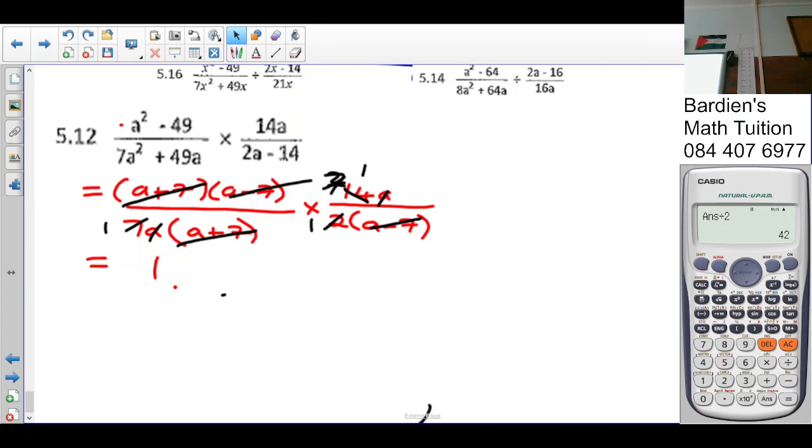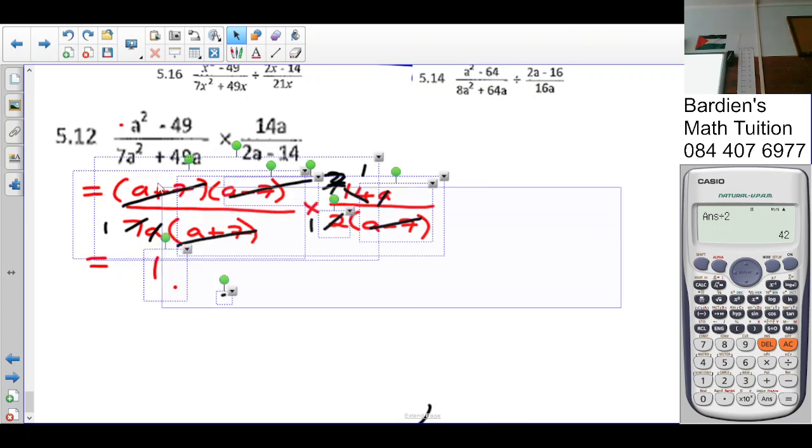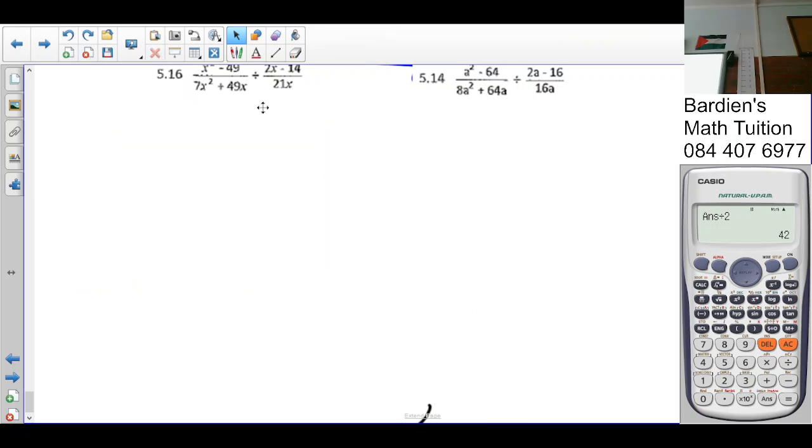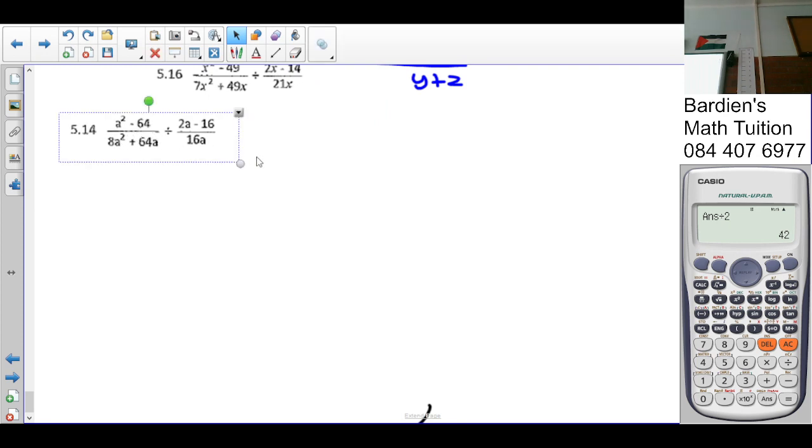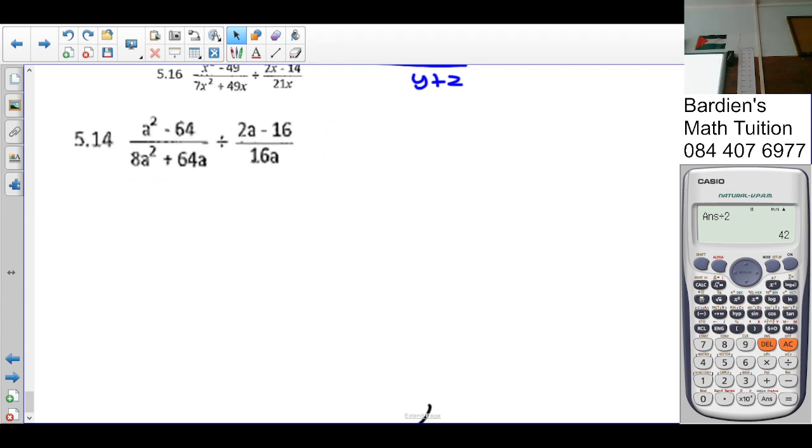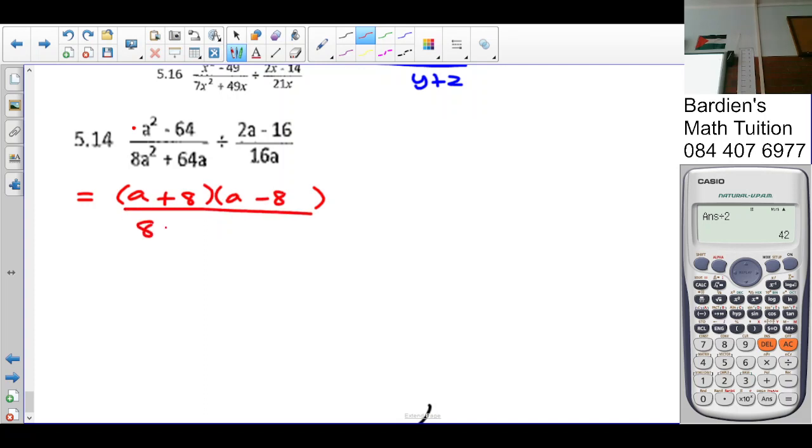You must understand this, most of the marks is coming from factorization. Okay. Next question. What can happen there? Difference of 2 squares. So it's going to be a plus 8, a minus 8 over 8a, a plus 8. Change the multiplication, tumble and times. It's multiplied by 16a over 2 into a minus 8.